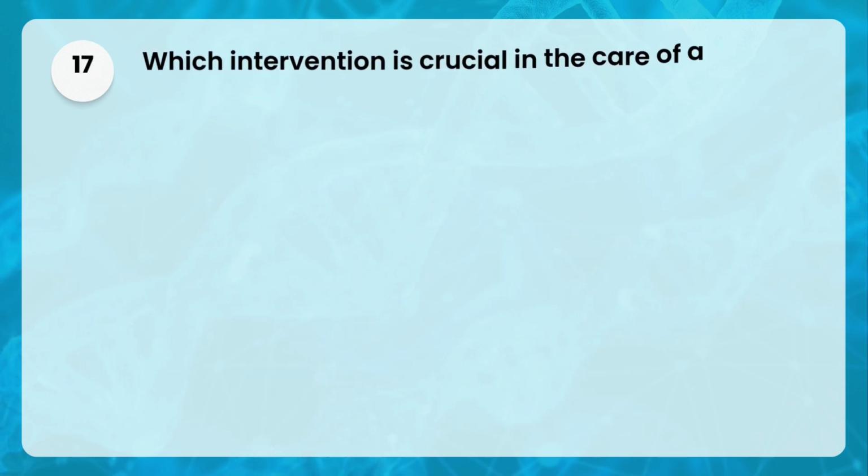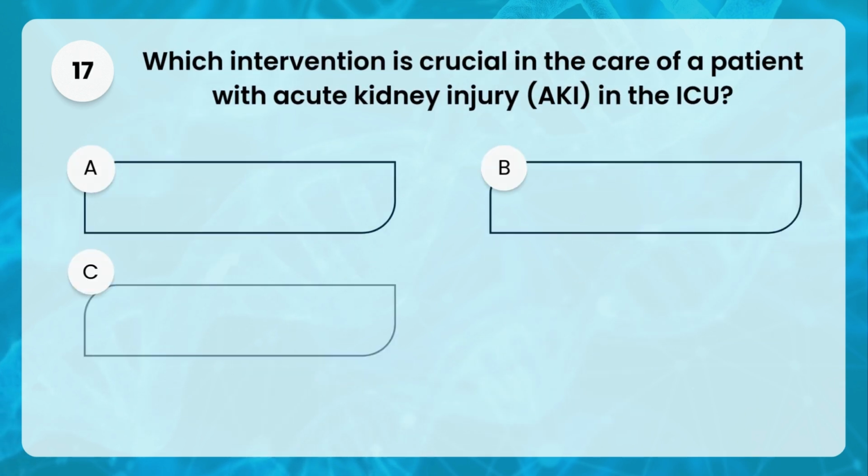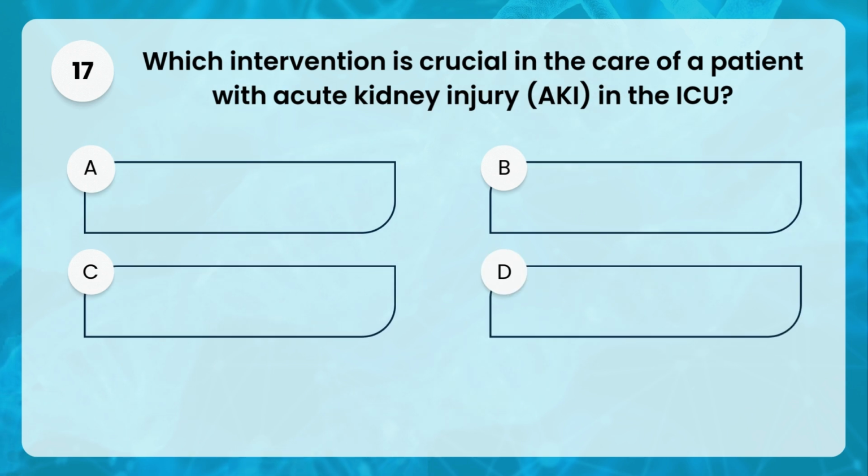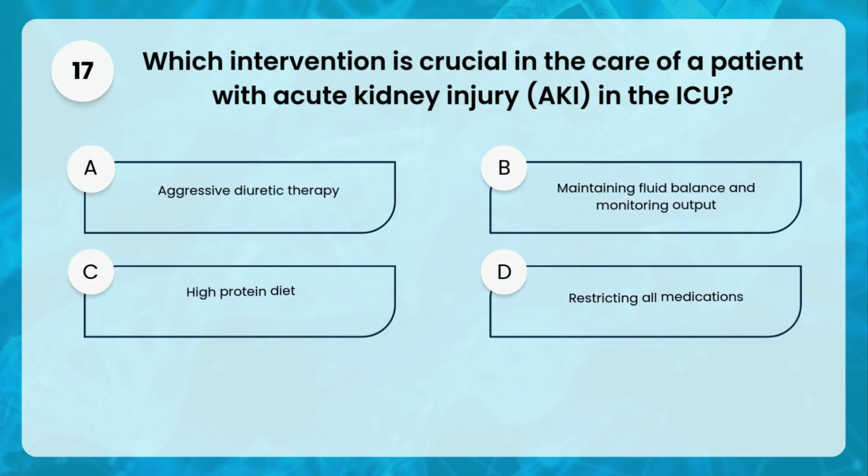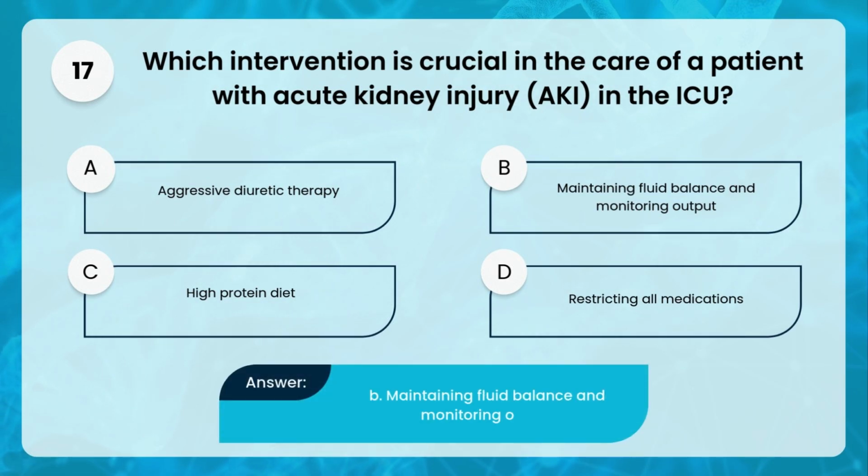Number 17. Which intervention is crucial in the care of a patient with acute kidney injury, AKI, in the ICU? A. Aggressive diuretic therapy. B. Maintaining fluid balance and monitoring output. C. High-protein diet. Or D. Restricting all medications. The answer is B. Maintaining fluid balance and monitoring output.